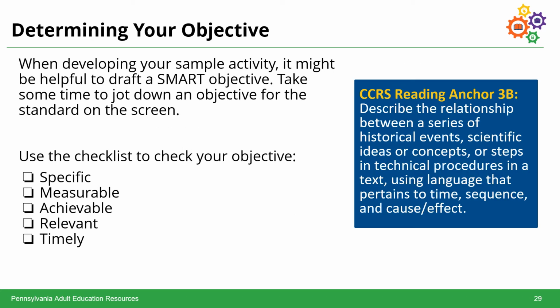When developing your sample activity, it might be helpful to draft a SMART objective. A SMART objective is specific, measurable, achievable, relevant, and timely. Let's write a learning objective to support the skills the students need to learn and use competently. It is important that the lesson learning objective not only identifies the specific skill, but also includes a way to assess learning. Using your unpacking chart, identify the specific relevant skills and a way to assess competent use of those skills.